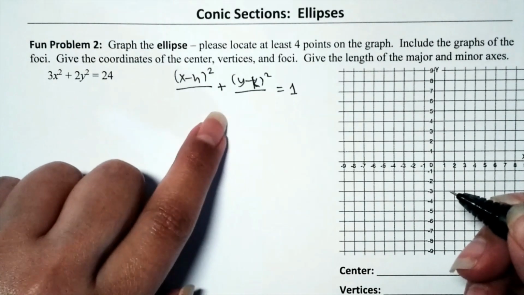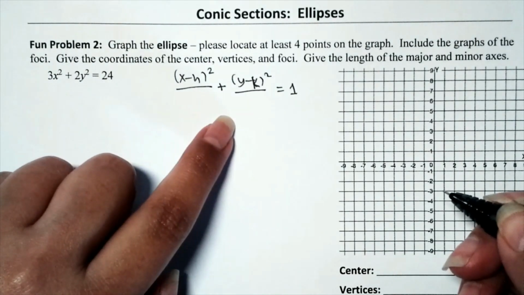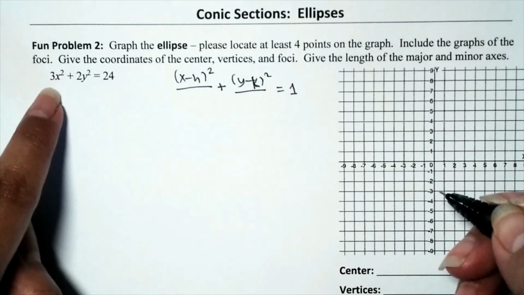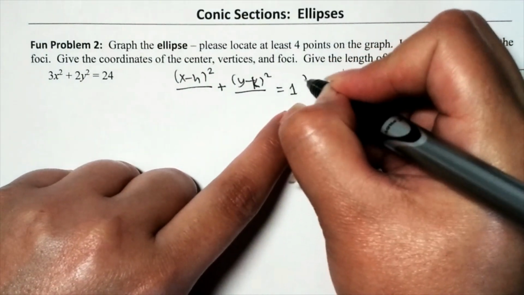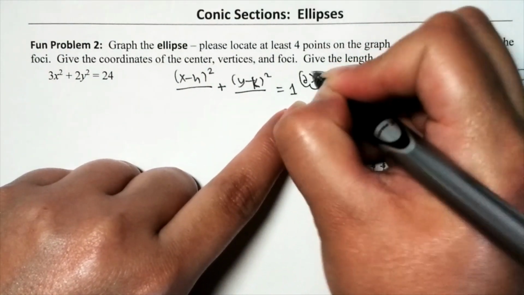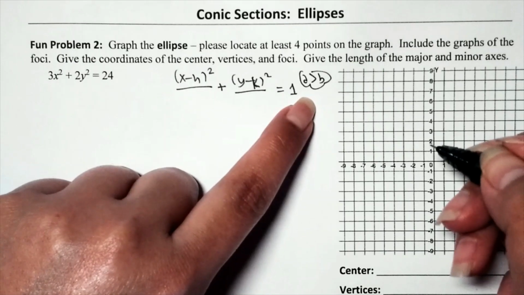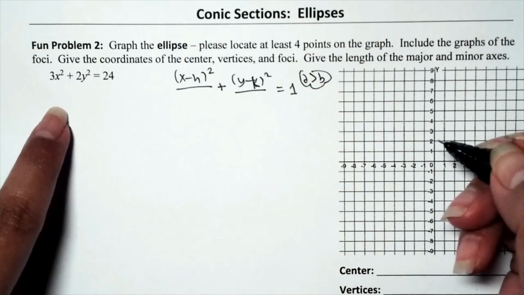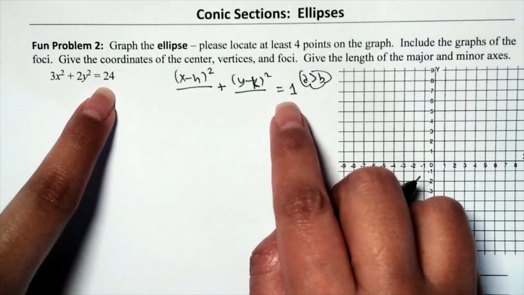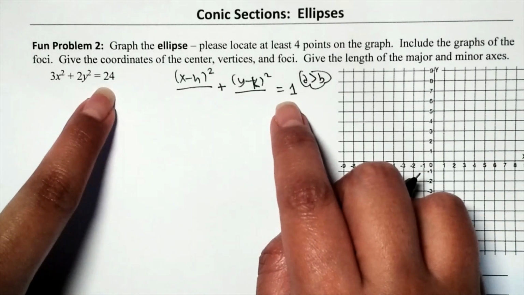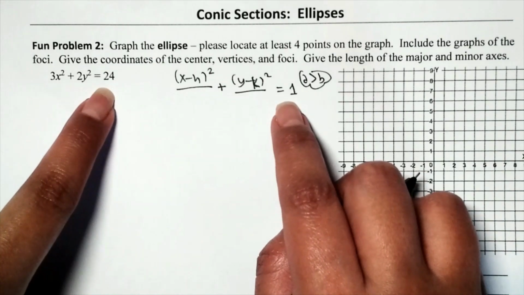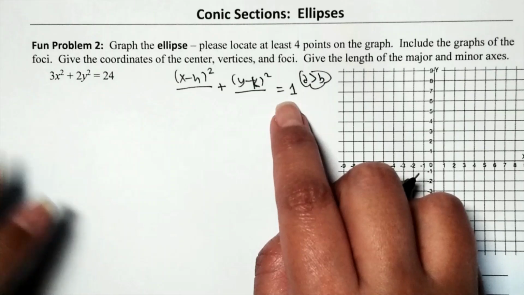Now, how do I know who's going to get the a squared? Well, that depends on who has the bigger number. I just have to remind myself that for ellipses, a has to be greater than b. At this point, because the equation is not set equal to 1, I can't make the call of who is a and who is b. Let's go ahead and set it equal to 1.